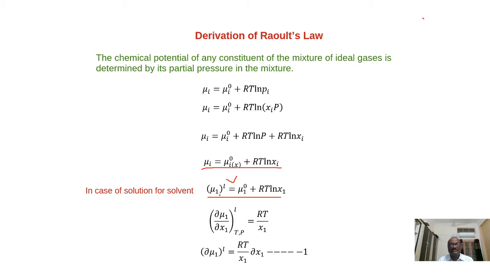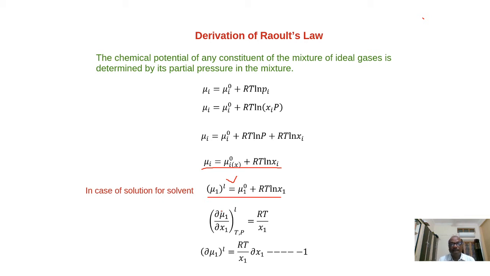So 1 is always used for the solvent, and 2 will be given for the solute. Here 1 represents the solvent. Mu1 in liquid state is equal to mu1 naught plus RT log x1, where x1 is the mole fraction of solvent in the solution. Generally x2 is given for solute and x1 for solvent.